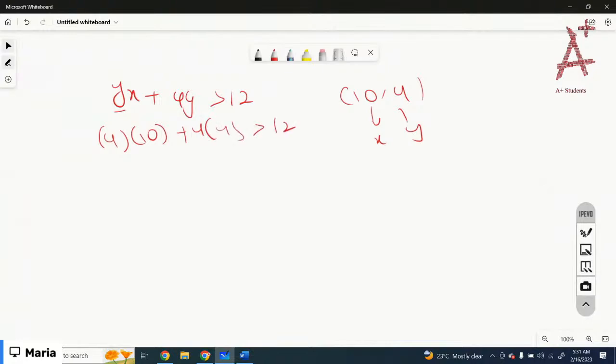Okay, just solve. 10 times 4 is 40. 4 times 4 is 16. 40 plus 16 is 56. Now we need to see if 56 is greater than 12. So the answer is yes or no. Yes, 56 is greater than 12. That means (10, 4) is a solution of the inequality. Got it? Because it makes the inequality true.